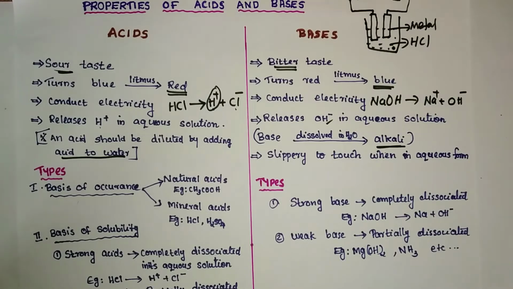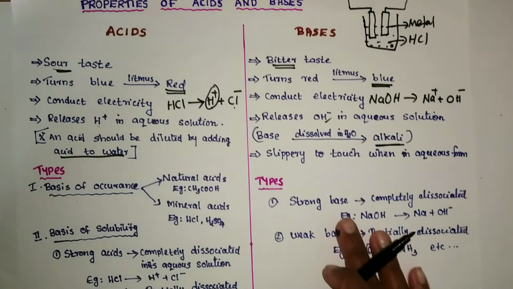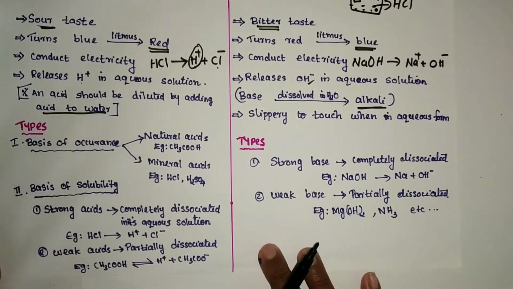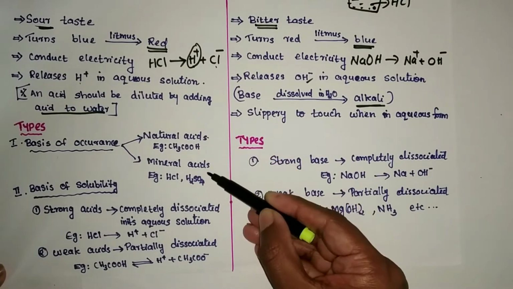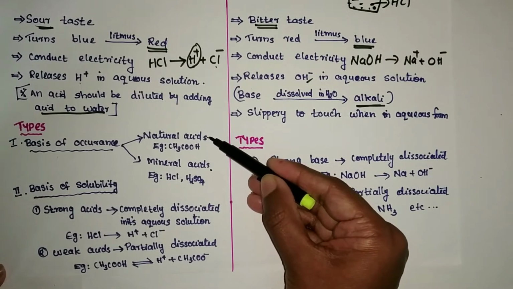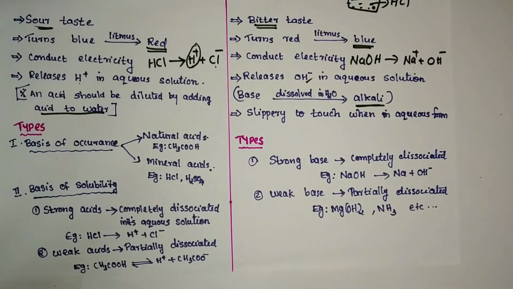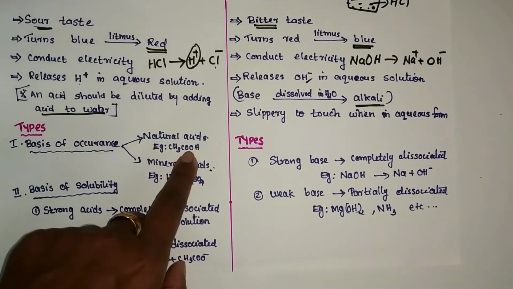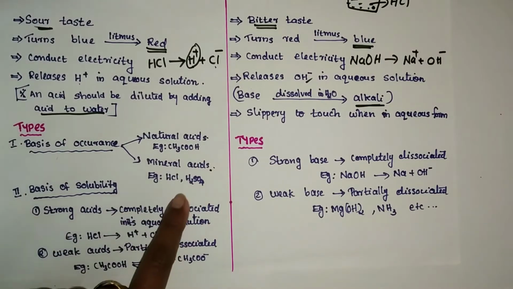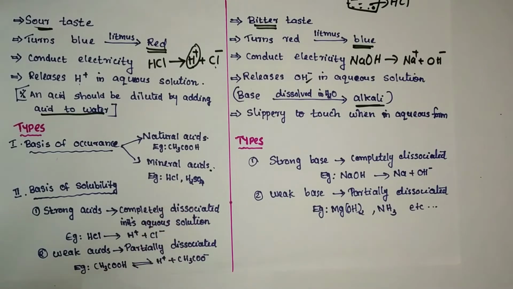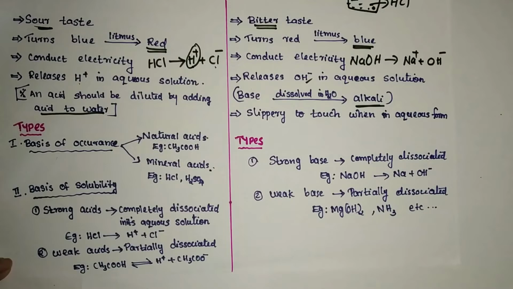Next we will be discussing different types of acids. On the basis of occurrence, acids are classified into two: natural acids and mineral acids. Natural acids, also called organic acids, occur naturally. Mineral acids, also called inorganic acids, are manufactured in the laboratory. Acetic acid is an example of a natural acid, and hydrochloric acid, sulfuric acid and nitric acid are examples of mineral acids.